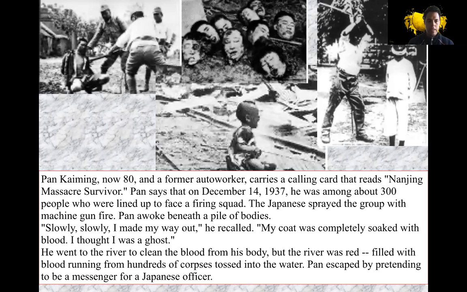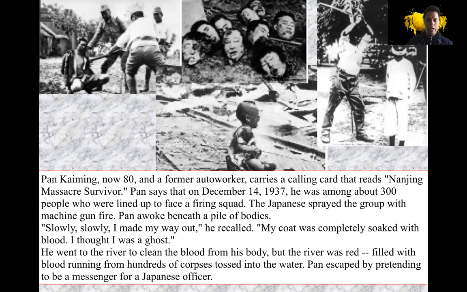I'll give you another example. Pan Kai-ming, now 80 years old, who's a former auto worker, carries a calling card that reads Nanking Massacre Survivor. Pan says that on December 14th, 1937, he was among about 300 people who were lined up to face a firing squad. The Japanese sprayed the group with machine gun fire. Pan awoke beneath a pile of bodies.